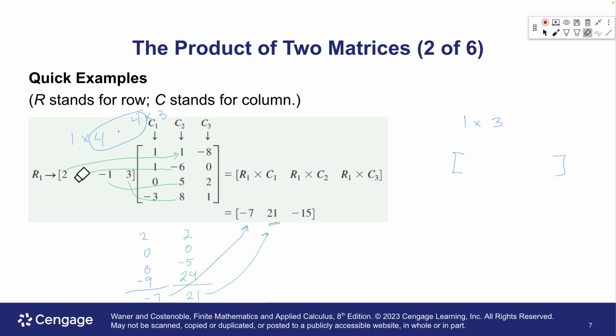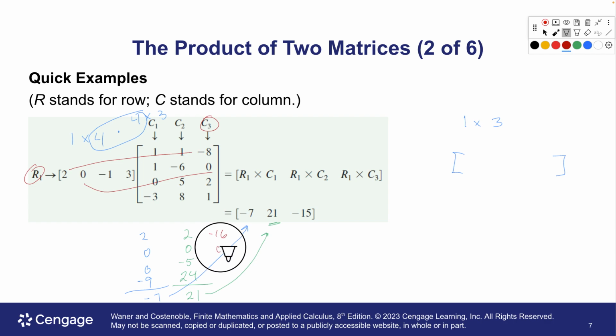And finally, again, in this multiplication, let's go with red. We're going to take this last column here, this row 1 times column 3, 2 times negative 8, negative 16, 0 times 0, 0, negative 1 times 2, negative 2, and then 3 times 1, which is 3. Add all of these together, that's negative 15. That is that number right there.